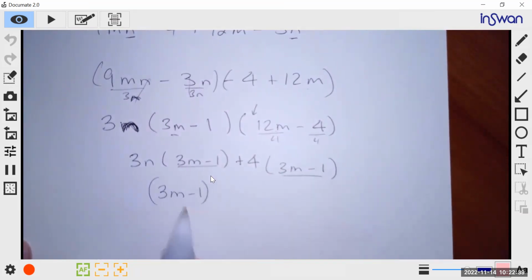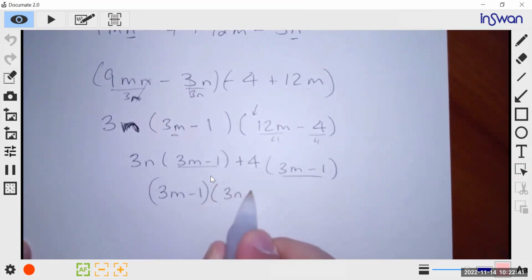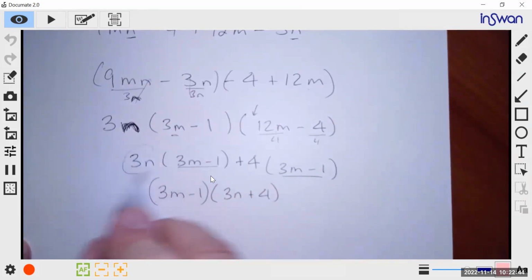So what's inside the parentheses goes first, and the coefficients go second.